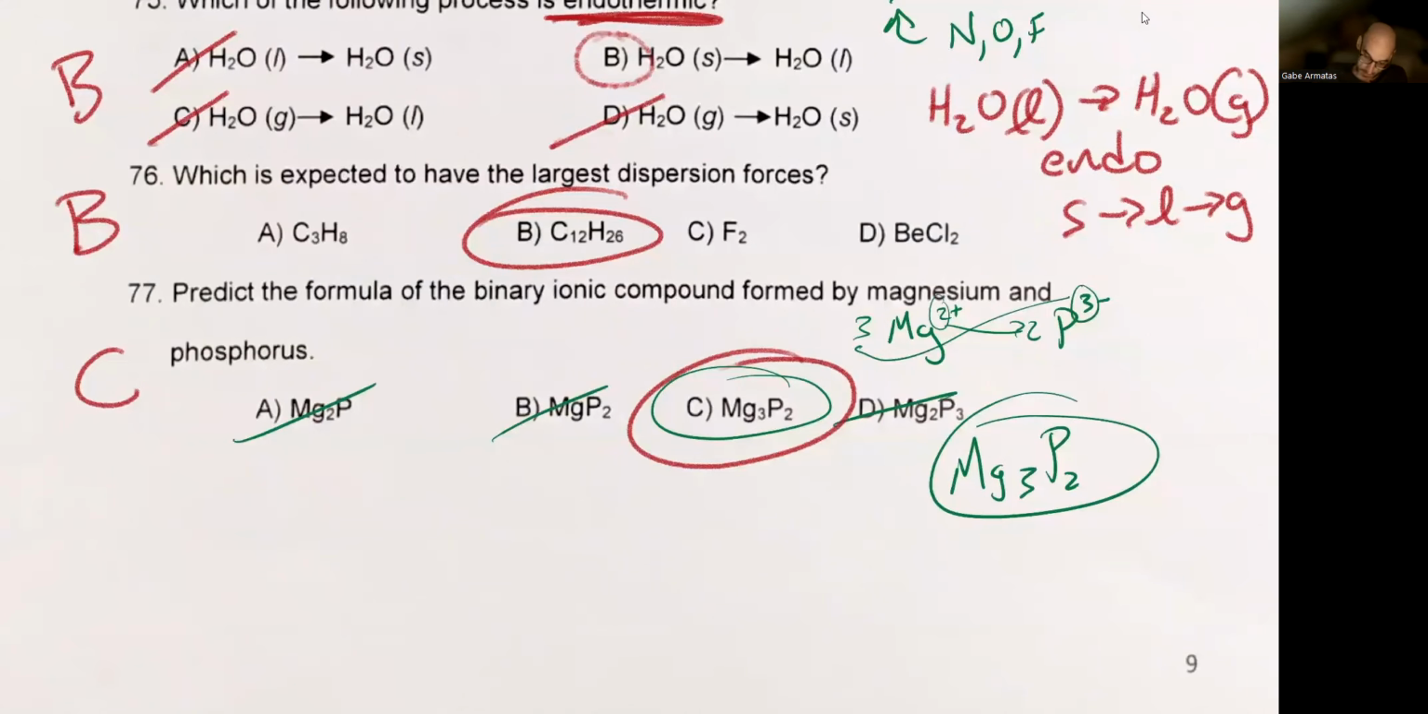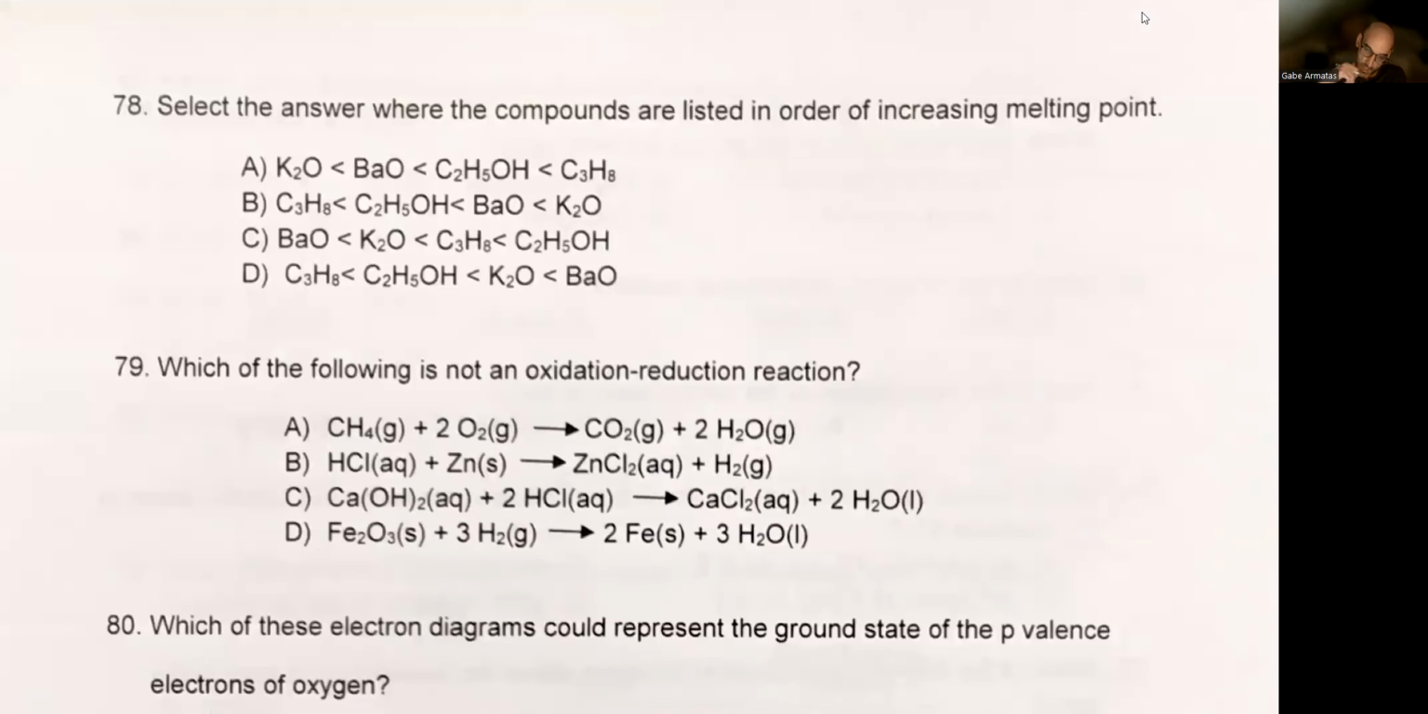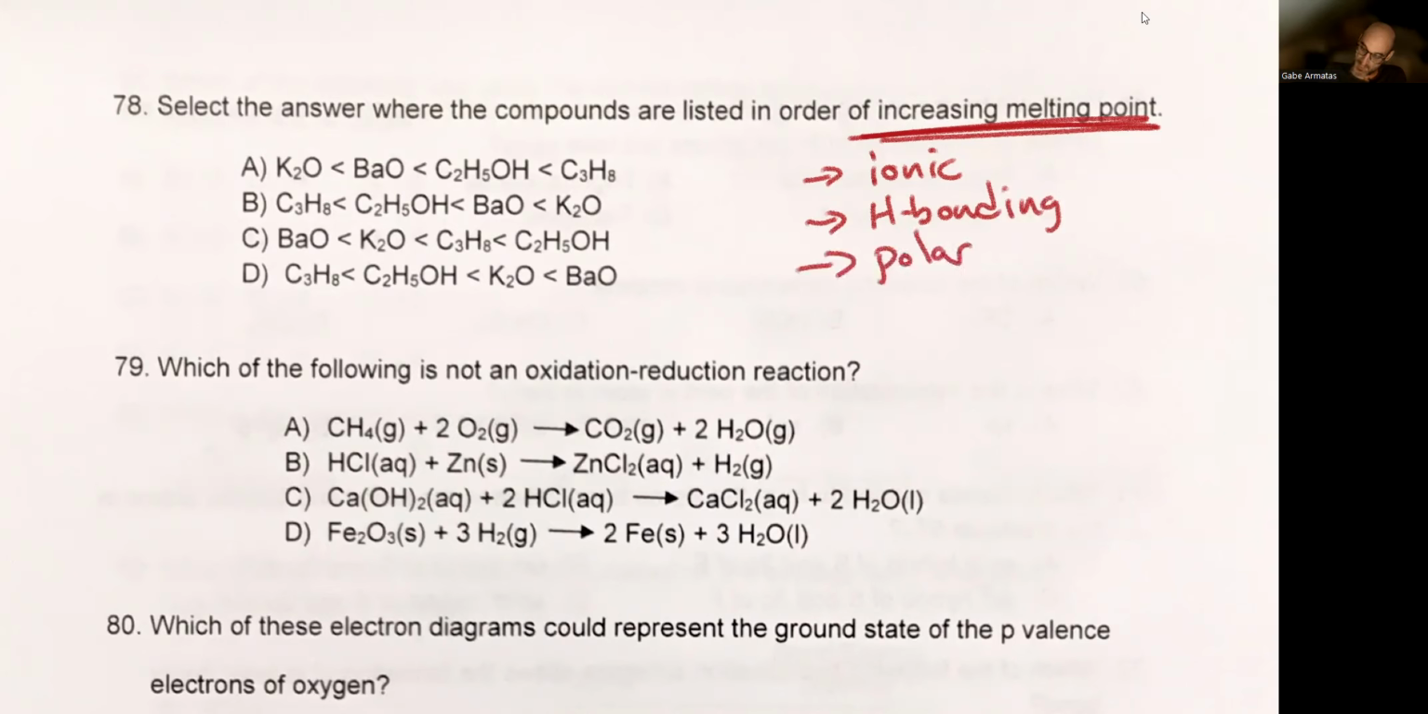What do we got left? All right. Last little bit. Select the answer where the compounds are listed in increasing melting point. Again, we're looking for things with the most intermolecular forces. So the highest intermolecular forces. If it's ionic, it is going to be a high boiling point. If it has hydrogen bonding, that means it has all the other bonding as well. That is next what we're looking for. Then is it polar? Because that's going to give it dipole-dipole. And then last is anything with just London dispersion forces.